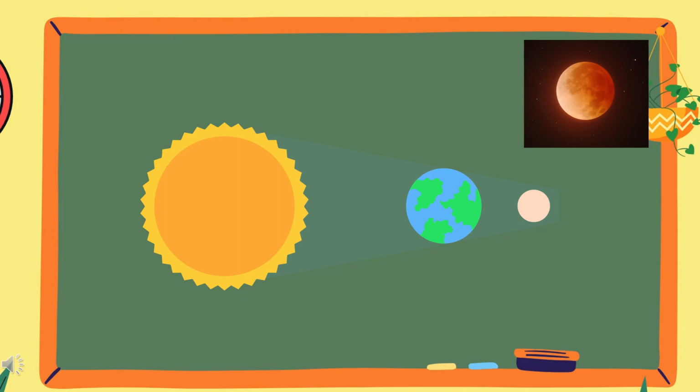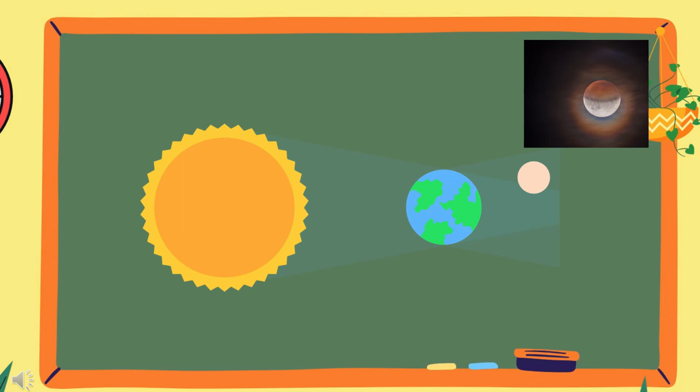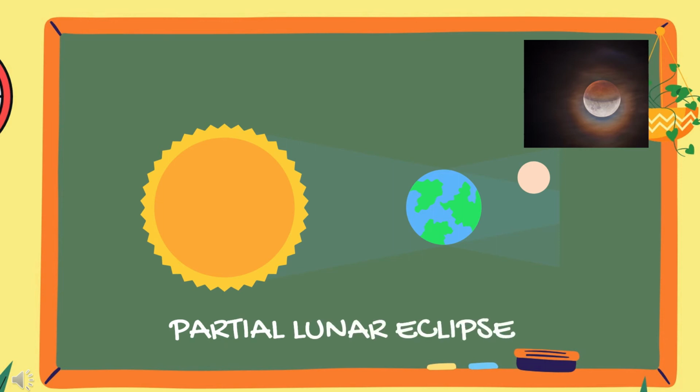When the entire Moon is within the umbra, it will look totally dark. At this time, you will observe a total lunar eclipse. But when the Moon passes only through a part of the umbra, a partial lunar eclipse will be observed. A part of the Moon will look dark while the rest will be lighter.